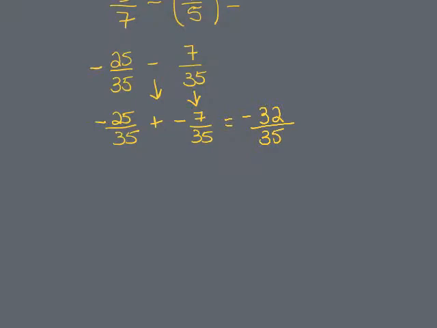Is there a need to simplify this problem? No, there's not. There is no number that is both divisible into 32 and into 35. That's your answer. Okay, congratulations. You're done.